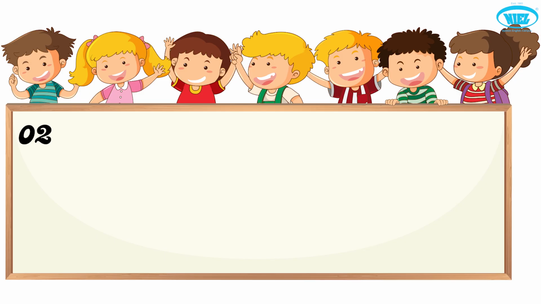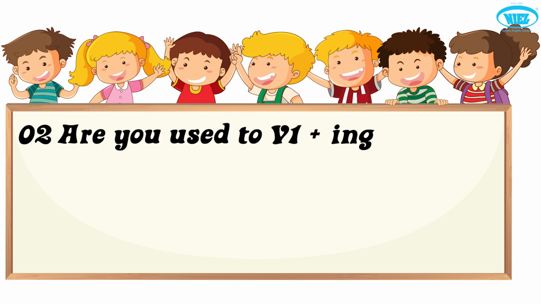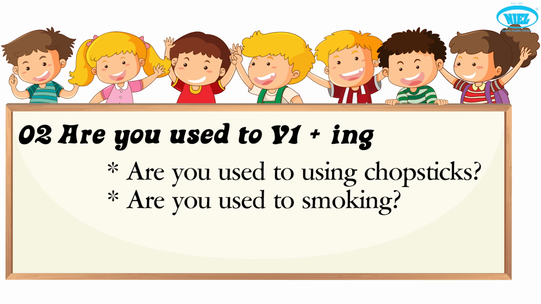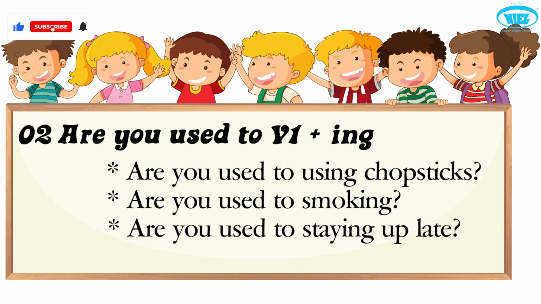The second pattern is, are you used to, and then the ing form. It simply means, क्या आपको ये करने की आदत है? For example, are you used to using chopsticks? Or another is, are you used to smoking? And the third is, are you used to staying up late?